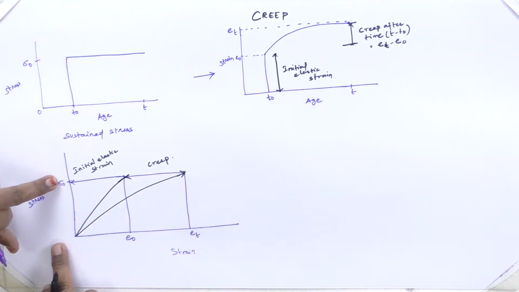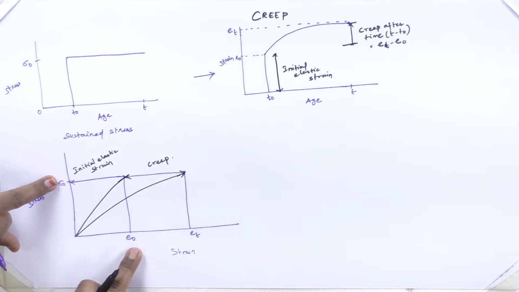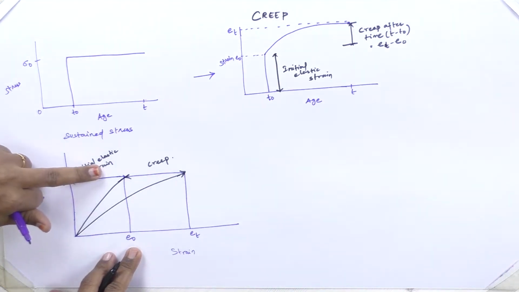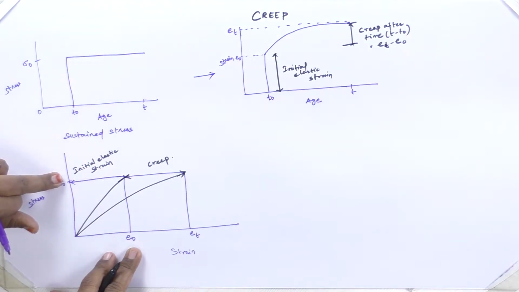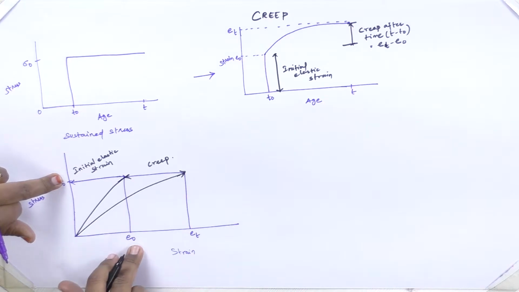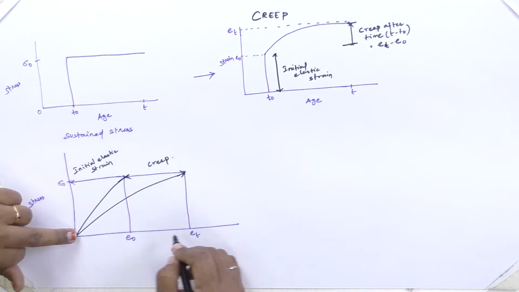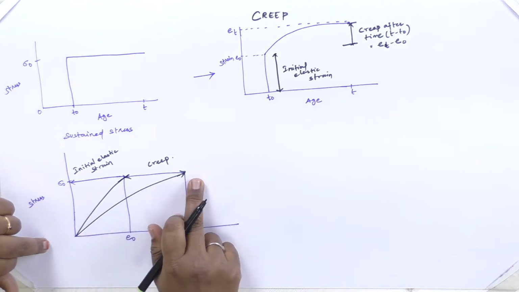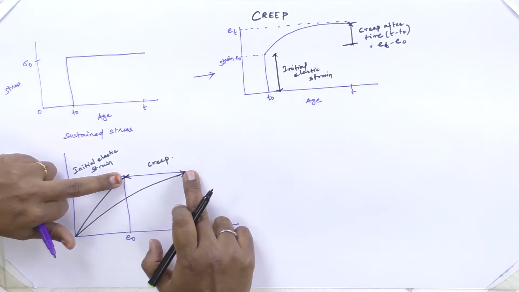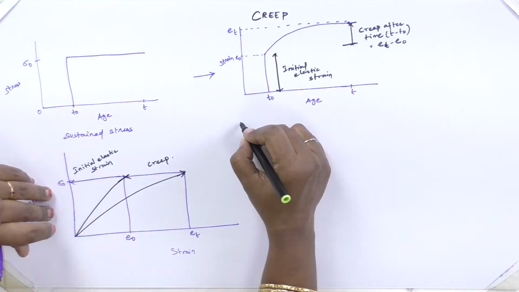Because of this initial stress, I will be getting one initial elastic strain, and after maintaining the same stress for a certain period of time or age, that is after 7, 14 or 28 days, there is an increase in the strain, and that difference is called creep.